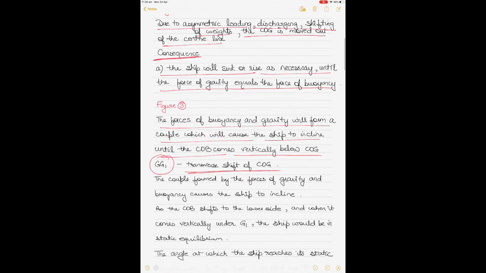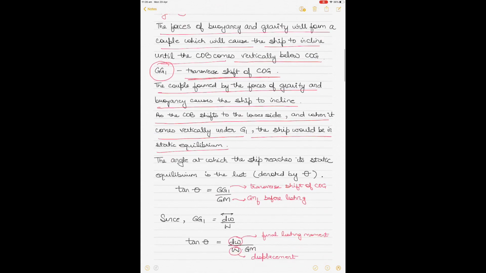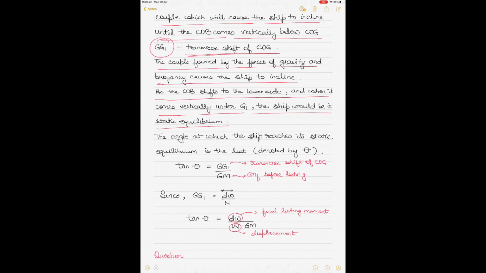Alright, the couple formed by the forces of gravity and buoyancy causes the ship to incline transversely as the center of buoyancy shifts to the lower side, and when it comes vertically under G1, which is the new center of gravity, the ship is in static equilibrium. Static equilibrium means the couple can bring the ship back to the upright position as well. The angle at which the ship reaches its static equilibrium is the list, denoted by phi or theta.